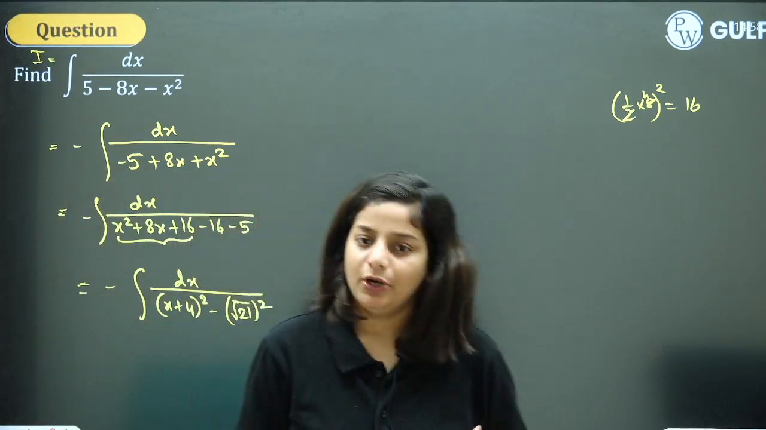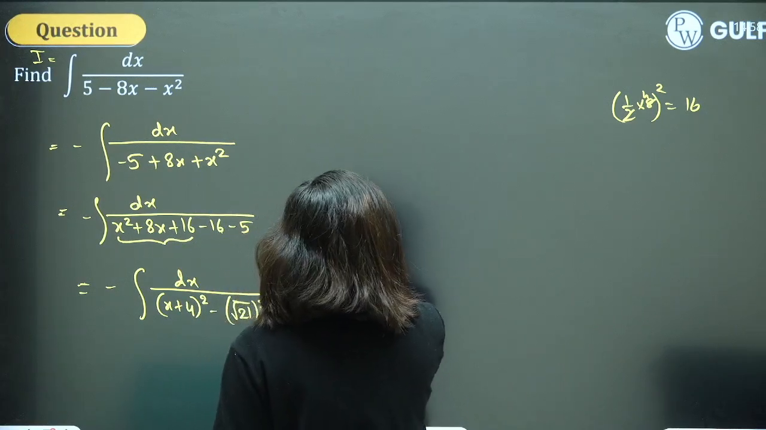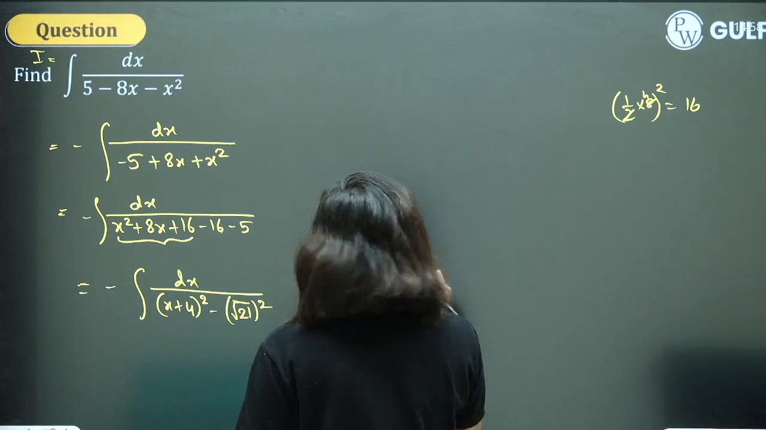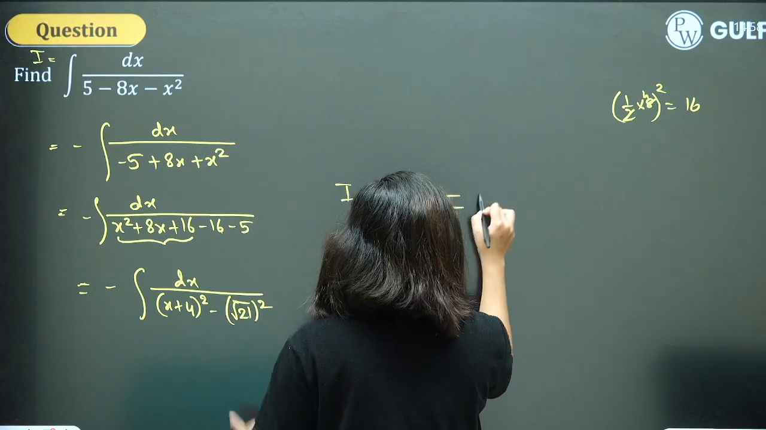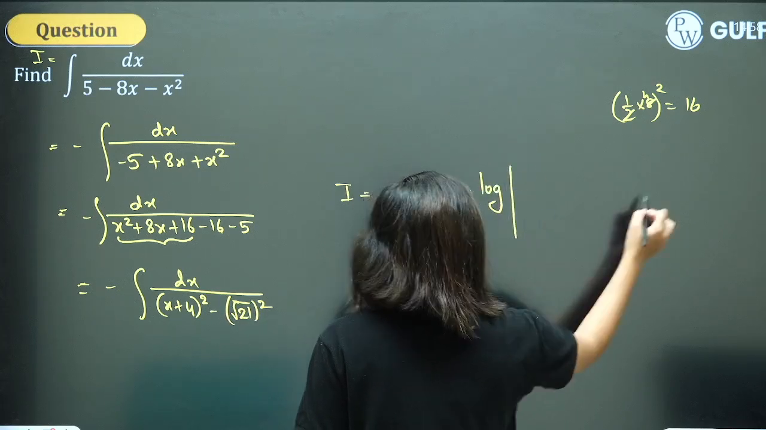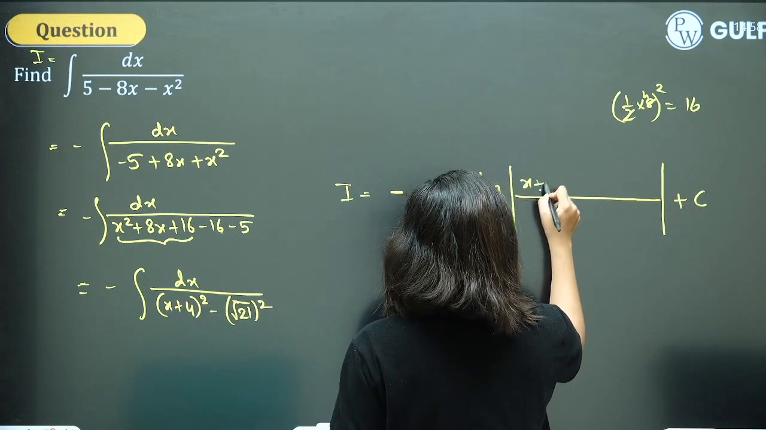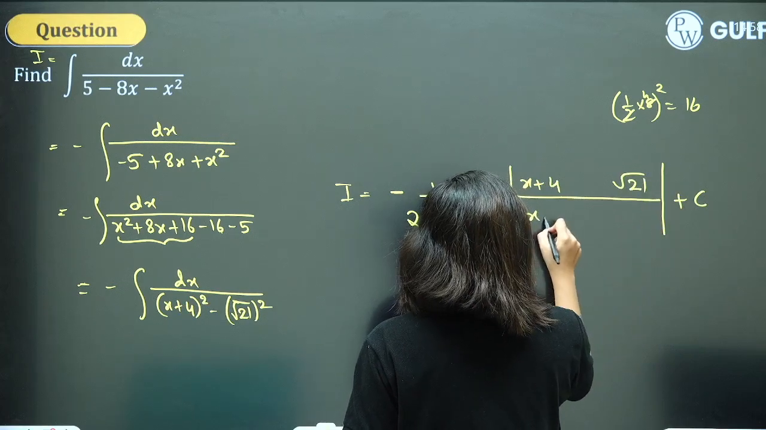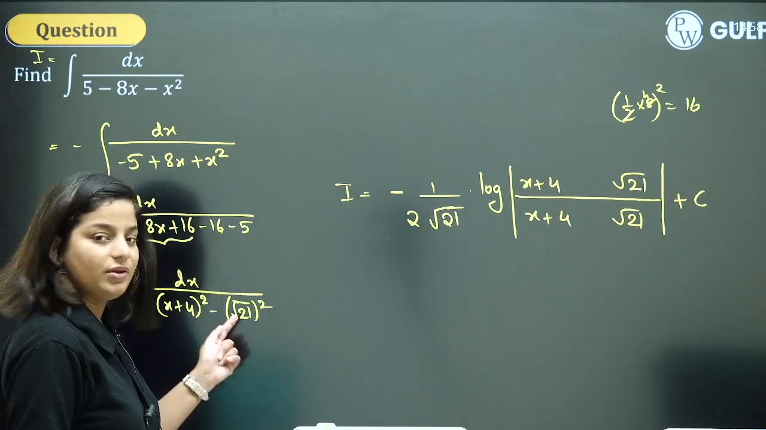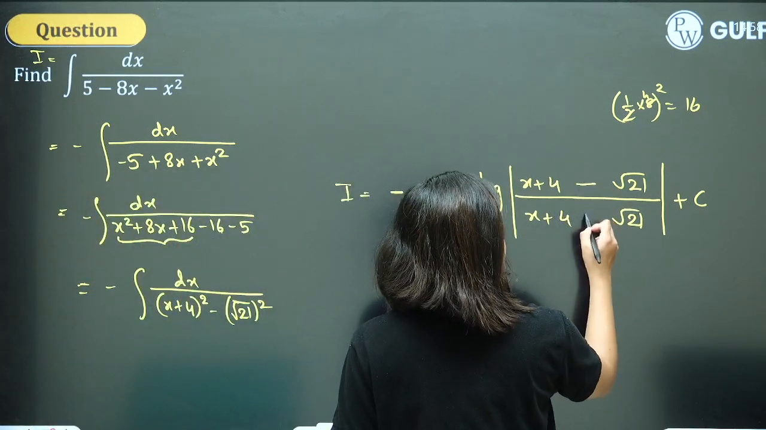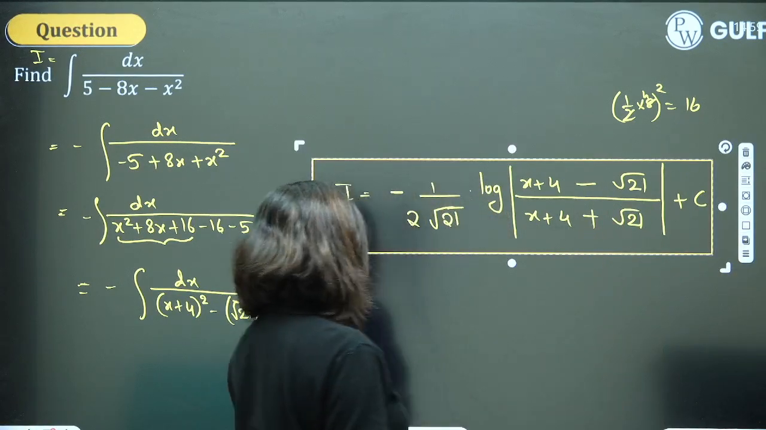Isn't it the formula of the particular function 1 upon x square minus a square? According to that formula, the answer will be minus sign, let it be. The formula says 1 upon 2 times a, log mod of x plus 4 minus root 21 upon x plus 4 plus root 21. Now plus and minus I always get confused, so I follow the constant sign. The constant is negative, so numerator negative, denominator positive. The question is solved.